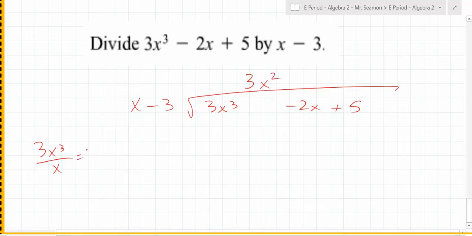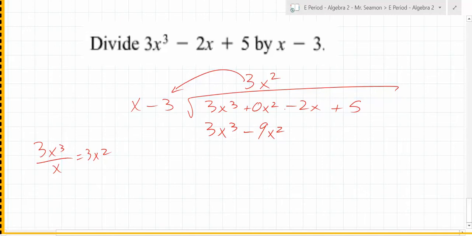Once you get that thing up there, what do you do now? Multiply it by x and negative 3. You multiply it times this, and you end up with 3x cubed minus what? 9x squared. So again, I'll ask you, what's missing from the first one? So what you do is you plug in 0x squared. Have I added anything if I plug in a 0x squared right there?